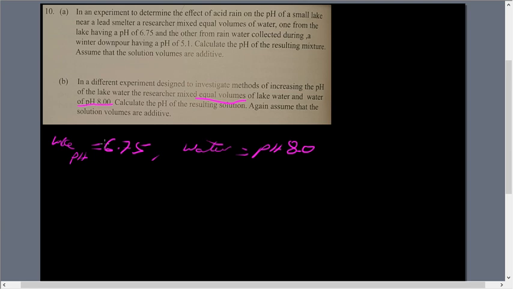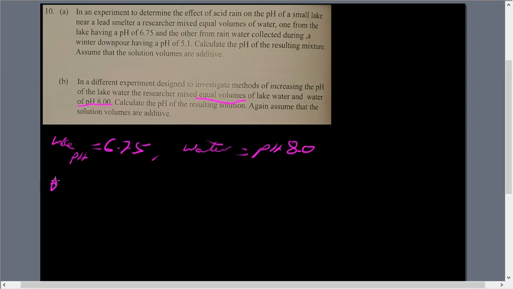And that leaves us with a final concentration of hydroxide ion, which we can then use to calculate the hydrogen ion concentration and then the pH. But again, we've got this equal volumes trick. Whatever we do, the number of moles from here subtracted from the number of moles from here will have to be divided by 2 to get a concentration. So let's have a look at it.